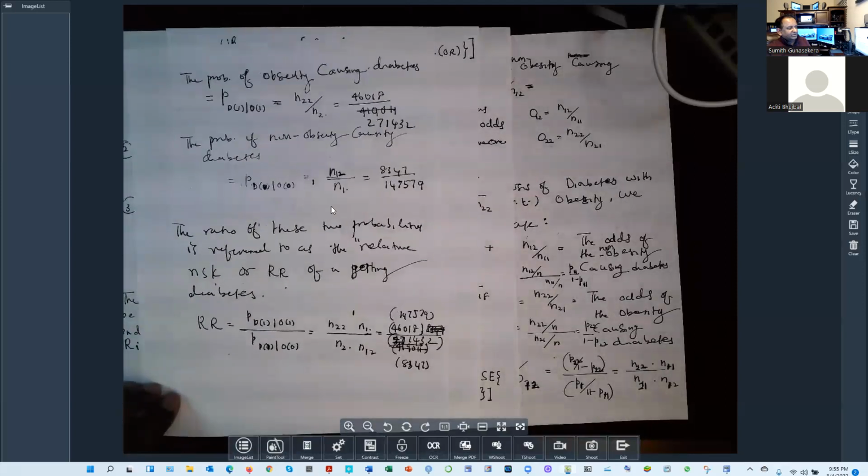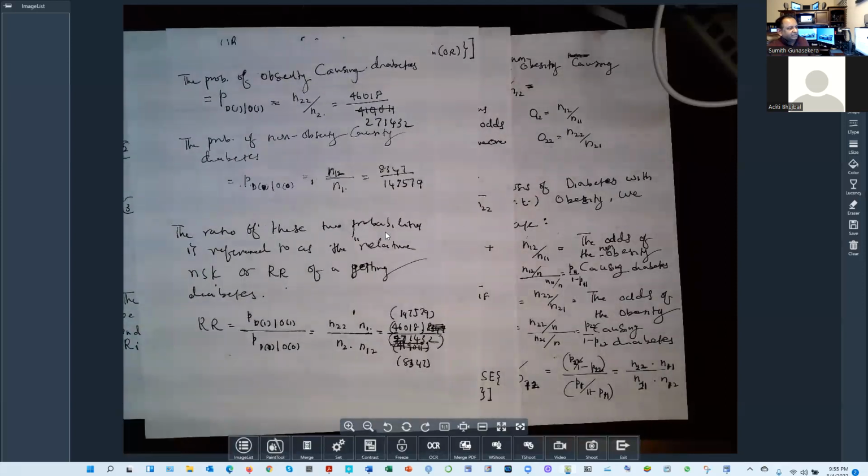So that ratio is called what? Relative risk. So the ratio of these two probabilities. You have obesity causing diabetes, over non-obesity causing diabetes, that you don't have obesity but have diabetes. That ratio is called the relative risk. Once you get N22, N2 dot, N1 dot, N12, then you're going to plug in the values. If you plug in the values, you should get the same answer as the relative risk.